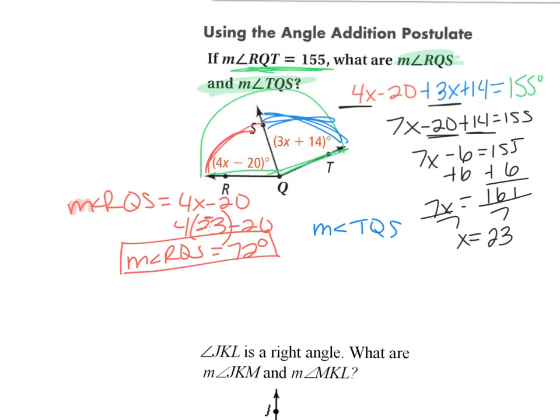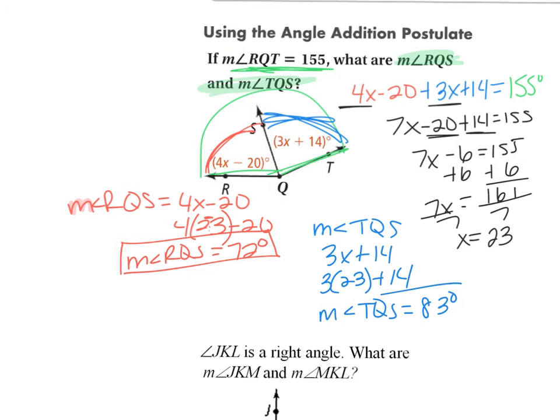So TQS, they said, was 3x plus 14. Now we're going to substitute in that 23 for our x here. 3 times 23 plus 14. Stick that in the calculator, and you have the measure of TQS equals 83 degrees.